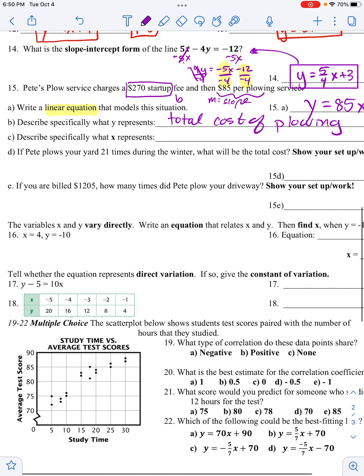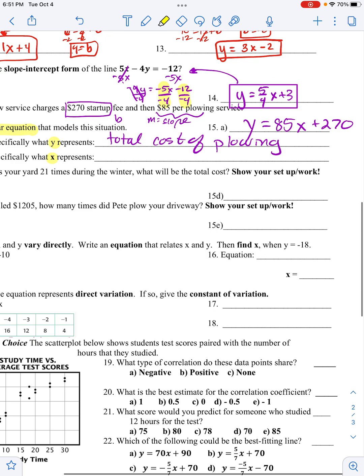And then specifically, what does the x represent? Well, whatever 85 is, 85 per plowing. So that's going to be the number of times plowed. So if it never ever snows, I still got to pay the $270 startup fee. But then after that, I would be off the hook. If it snows every single day, I got to pay $85 a day, and I'll be really crabby.